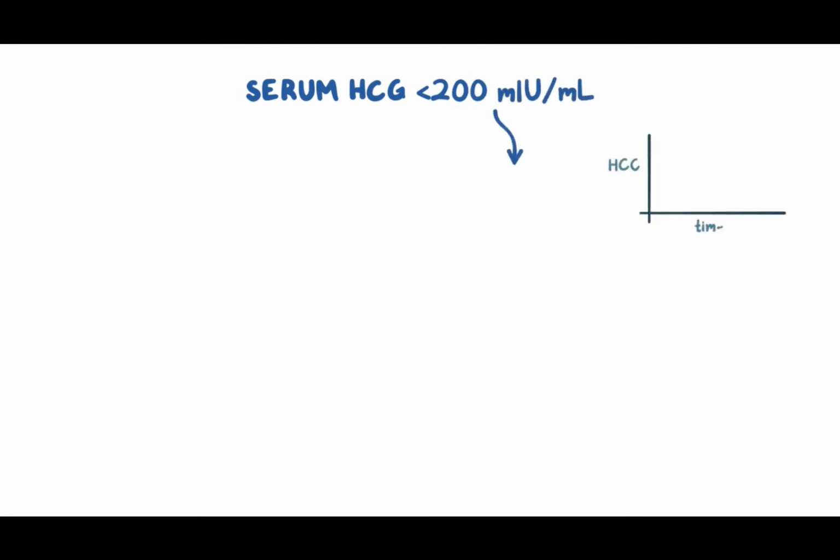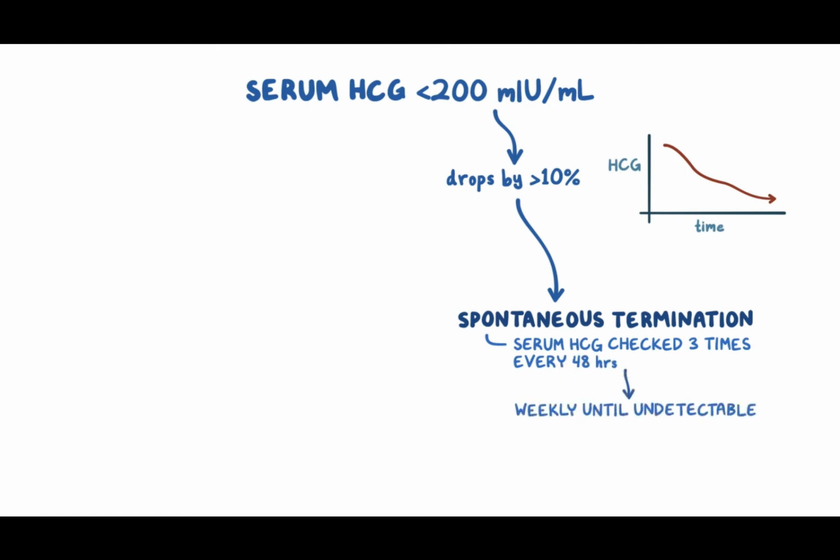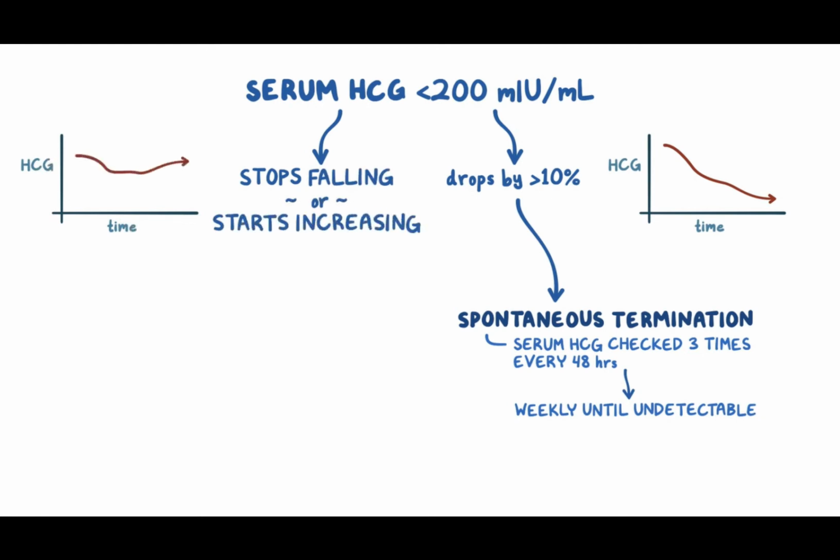On the other hand, if serum hCG level is below 200 milliunits per milliliter, and if it decreases by more than 10% between 2 consecutive measurements, then it suggests a spontaneous termination of the presumed ectopic pregnancy, and expectant management is an option. That's where the serum hCG is checked 3 times every 48 hours, and then weekly until the level is undetectable. If the serum hCG stops falling, or if it starts increasing instead, then other treatment options like surgery or methotrexate should be considered.